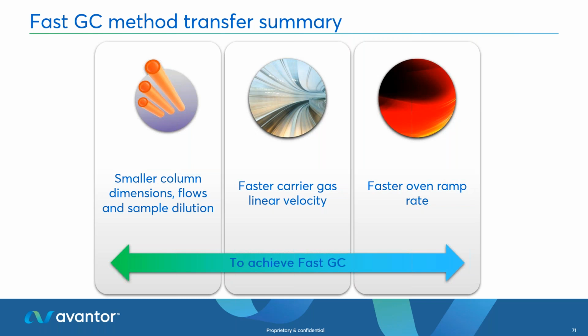This is just a summary of what you need to do. So acquire the smaller dimensions, reduce the flows, dilute the sample, increase the carrier gas linear velocity, and then utilize the faster oven ramp rate. And this is what you need to eventually transfer your method to fast GC.